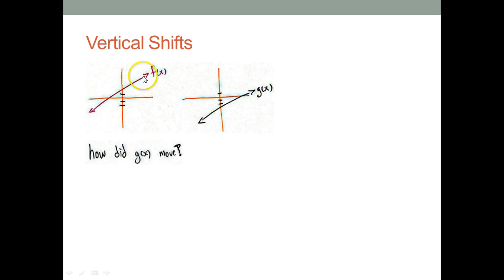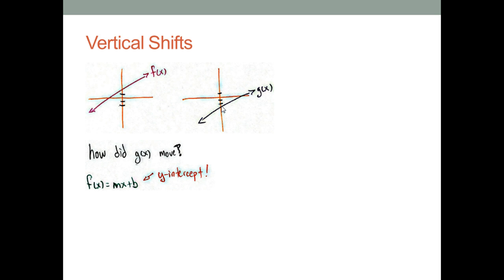So if we look at the original function here, the f of x, it's purple. We see that the only change to the g of x, which is in dark green or black, is that it is moved. How did it move? It might have looked like it moved to the left, but really we want to take a look at this point here, and it is indeed moved down.